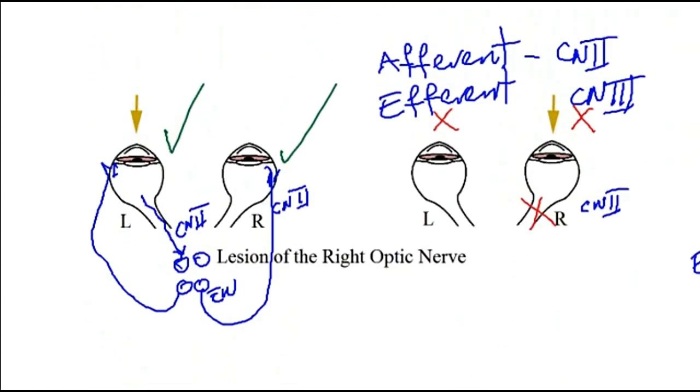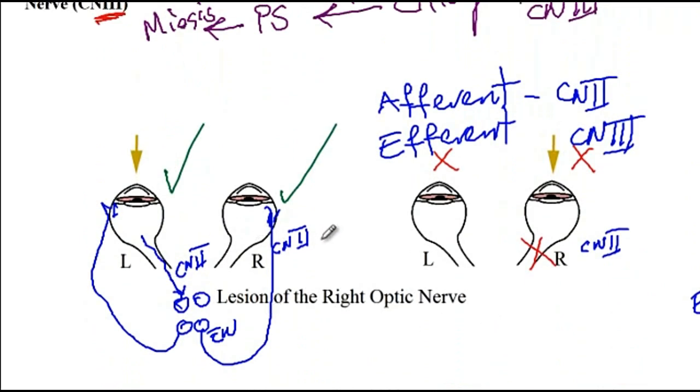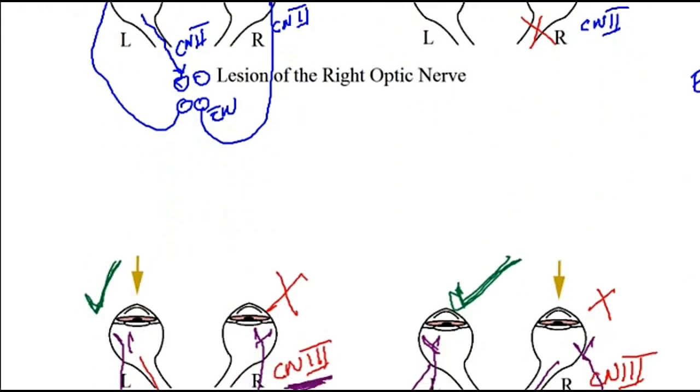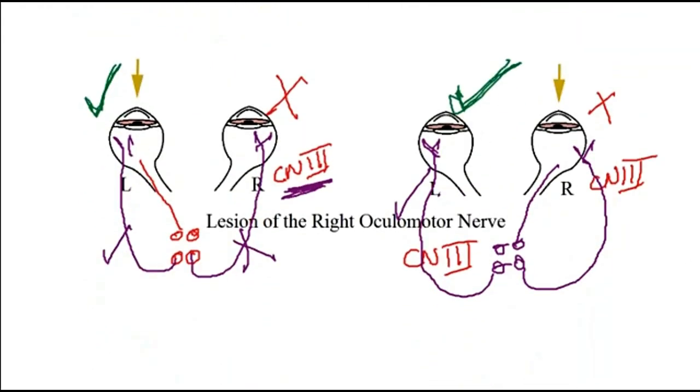And so here you can see how the pupillary reflex would be different, depending on whether it's the afferent limb or the efferent limb of the pupillary reflex that is defective. And that concludes our discussion of the extraocular muscles of the eye, their function, their innervation, the oculomotor palsy, as well as the pupillary reflex pathway.